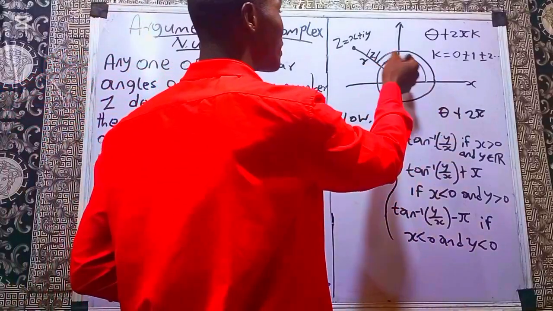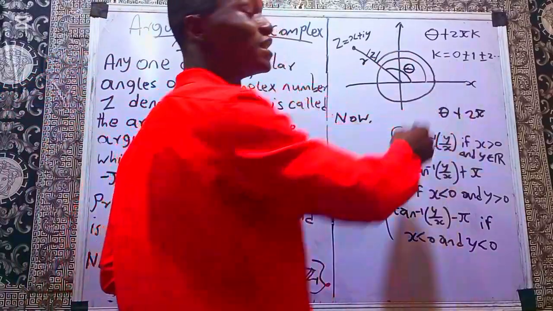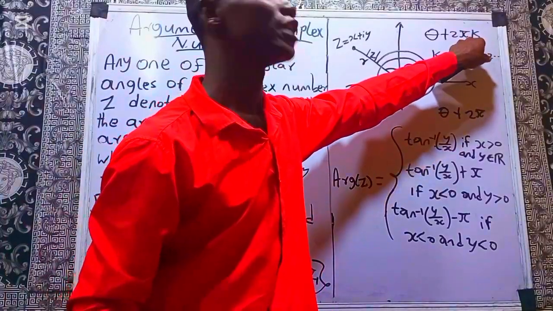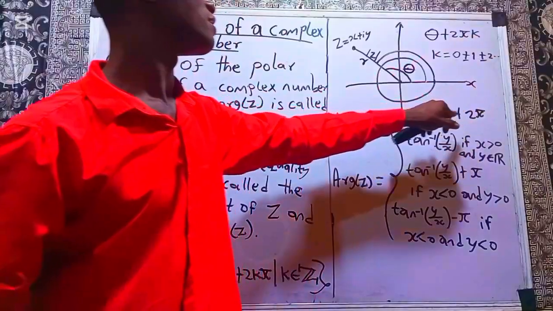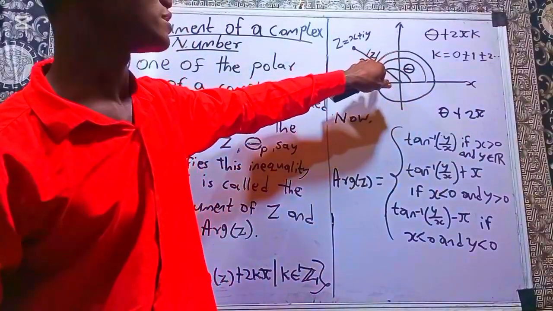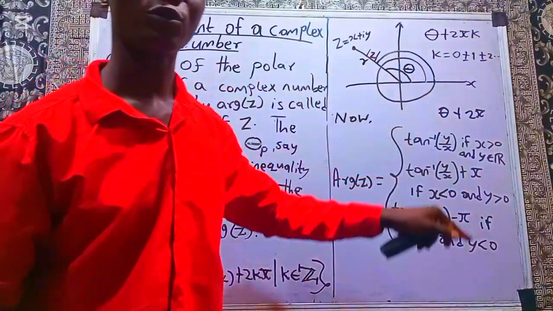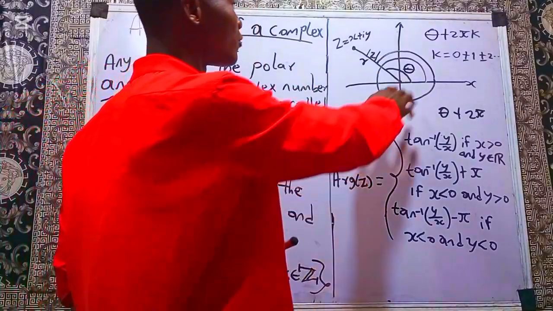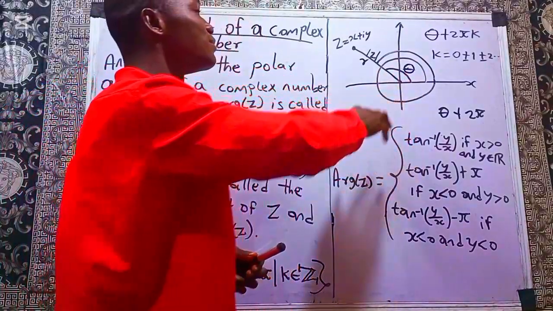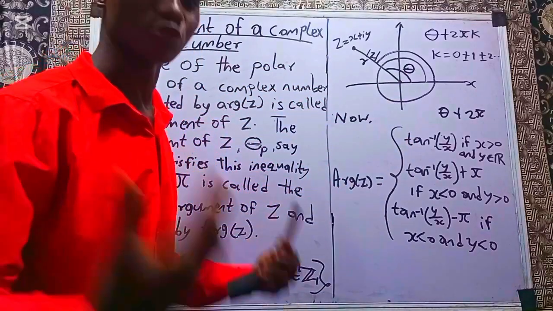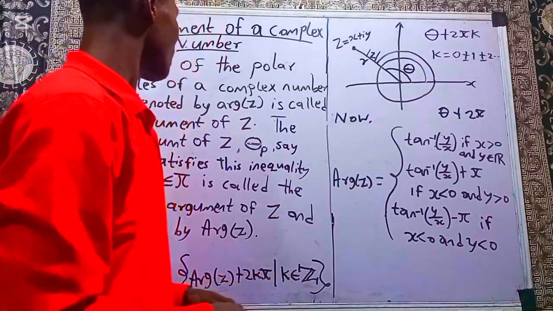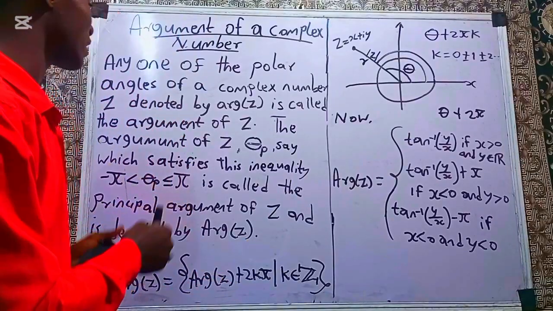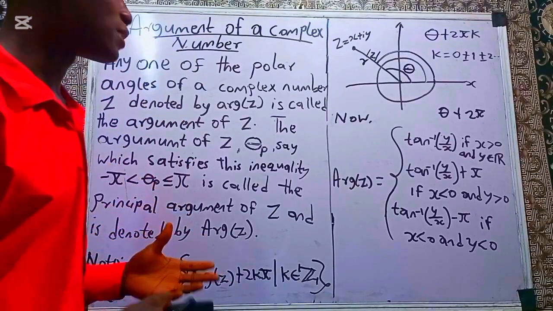If I rotate again, I'll go another 2 pi again. That is, k will be 2. I'll have 4 pi. Then I'll rotate again, reach here. I'll have theta plus 4 pi. So from this diagram, it means that there are many such angles you can get. So that is the understanding of what we mean by this argument of a complex number.